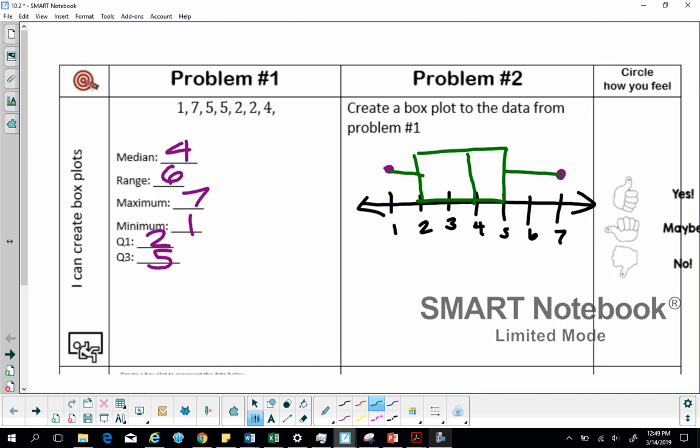Beautiful. So circle how you feel. If you got it, circle yes. Maybe you needed a little help. No means I maybe was absent and I don't get it.